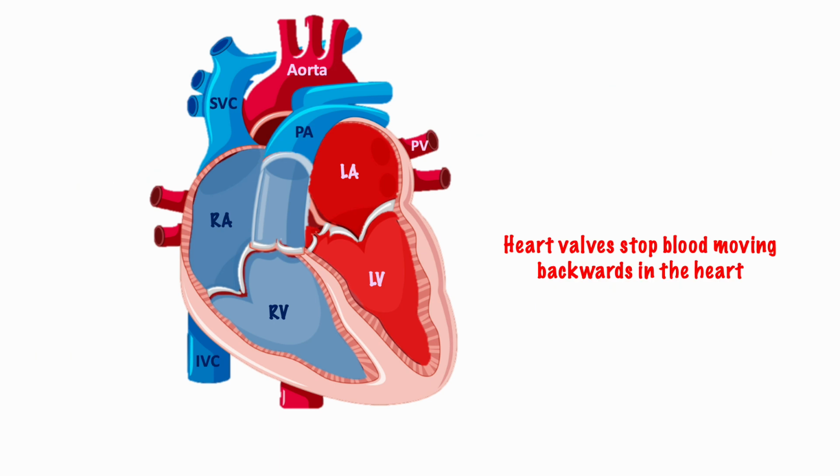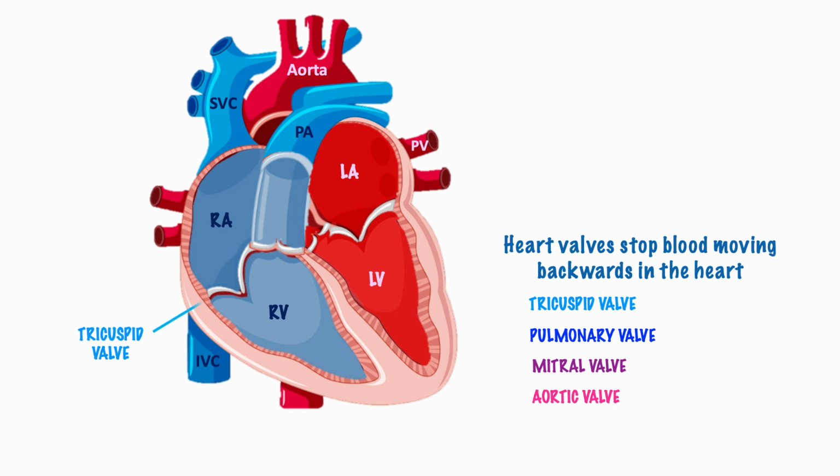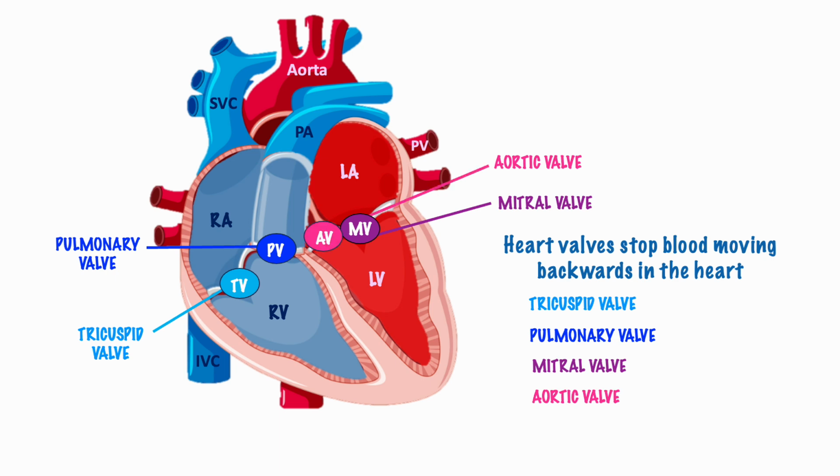The heart also has heart valves which stop blood moving backwards in the heart. When they are open, blood can flow forwards. The four valves in order of how they are encountered are the tricuspid valve, the pulmonary valve, the mitral valve and the aortic valve. The tricuspid valve sits between the right atrium and the right ventricle, the pulmonary valve between the right ventricle and the pulmonary artery, the mitral valve between the left atrium and the left ventricle, and the aortic valve between the left ventricle and the aorta.